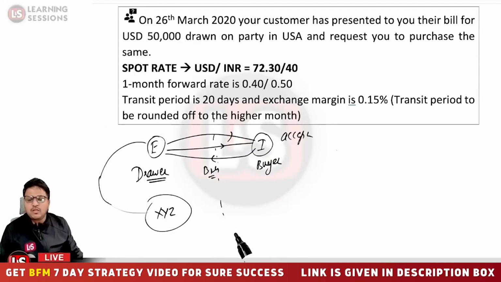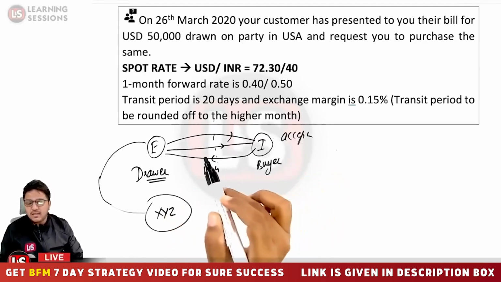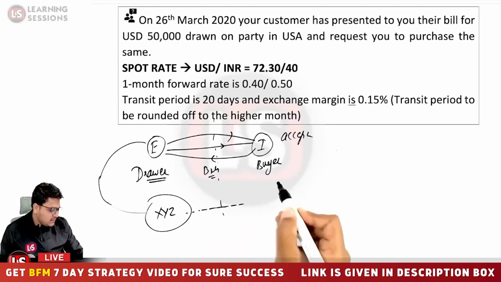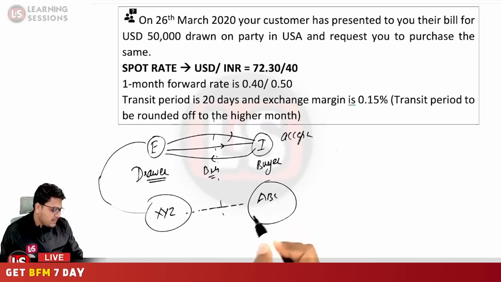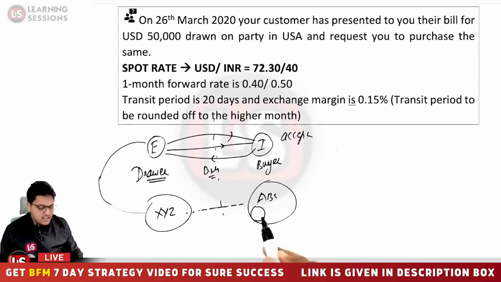And definitely it's going to take some time. That time is from when the exporter has made the shipment until it is credited to the nostro account of the XYZ bank, because XYZ bank deals in overseas functions through the bank ABC, which is the correspondent bank of the bank XYZ, and XYZ bank maintains a nostro account over there.